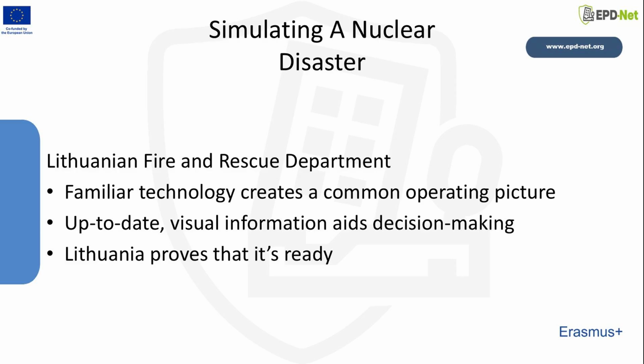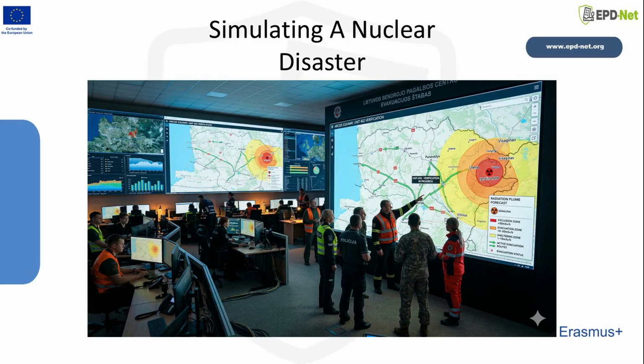Lithuania conducted a 4-day full-scale nuclear accident simulation, placing ArcGIS at the core of the operation. Because responders were using technology they were already familiar with, all agencies could work together seamlessly, seeing the same information on a shared map and forming a common operating picture instantly. Real-time field updates, visual dashboards, and plume maps provided current, actionable information, helping decision-makers choose evacuation routes and allocate resources based on facts, not assumptions. The exercise demonstrated that Lithuania is ready, coordinated, informed, and capable of responding effectively in a real nuclear emergency.